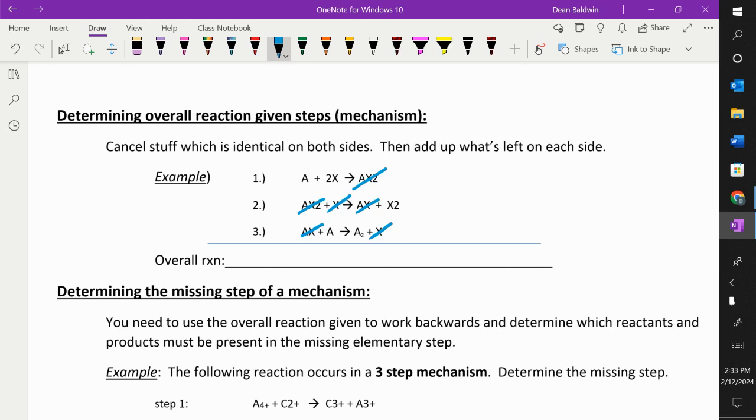So what is the reaction? This A and that A, that means there's 2 A's plus what? 2 X's forming A2 and X2. It's just simply canceling stuff out. Just like math, except you don't have to do any math.